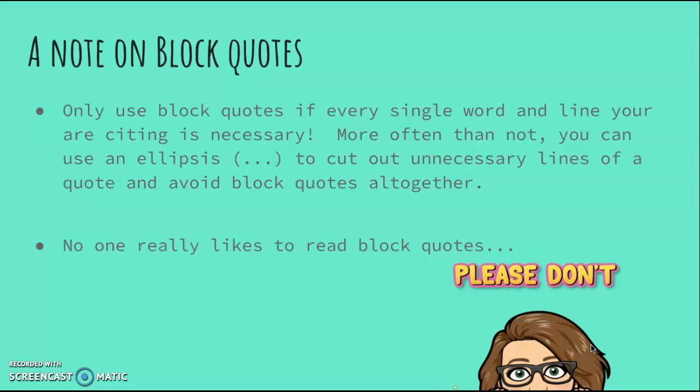Here's my pro tip. Block quotes are the worst. So only use them if every single word and line that you are citing is necessary. More often than not, you can use an ellipsis to cut out unnecessary lines altogether. Okay? Block quotes, nobody really likes to read them. And you'd be hard pressed to find a block quote from this book that is absolutely necessary and dependent on every single word. I bet you could trim it down. Okay? So maybe just avoid them altogether. If you absolutely need them and you're confused, let me know.